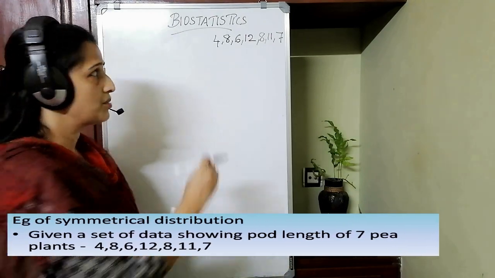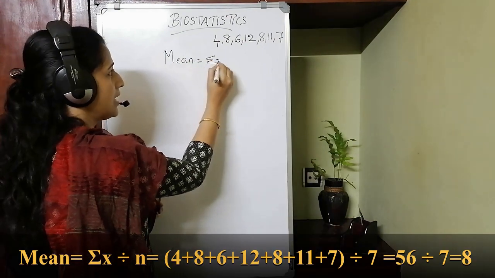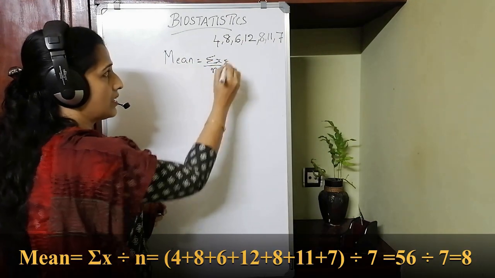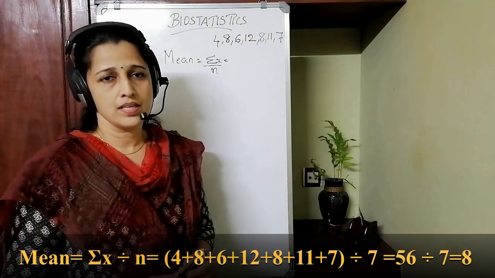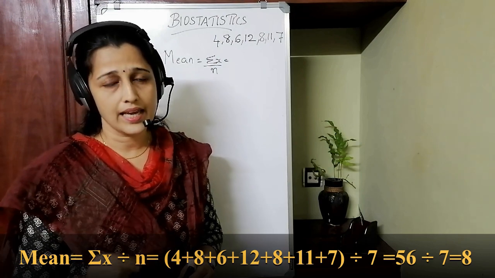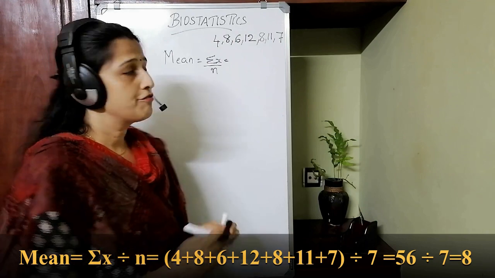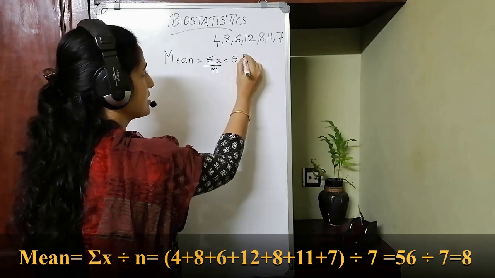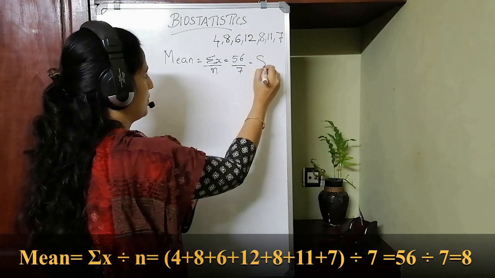First, we'll find the mean. Mean is equal to sigma x divided by n. Here sigma x is the total of all the values, divided by n, the total number of observations. That is, n is equal to 7, and if you add up the values you will get 56. That is 56 divided by 7, that comes to 8.